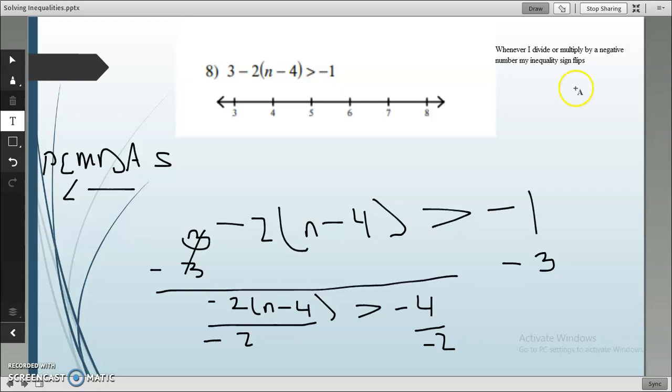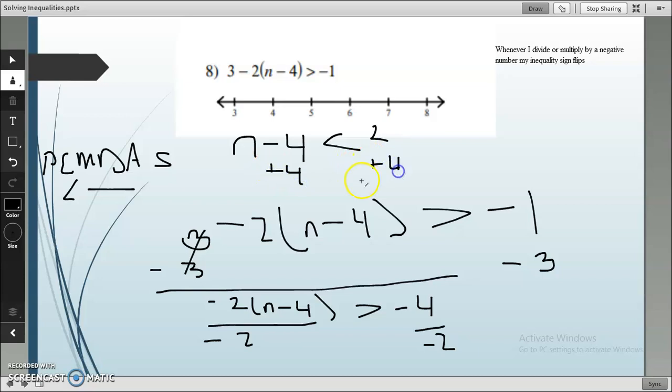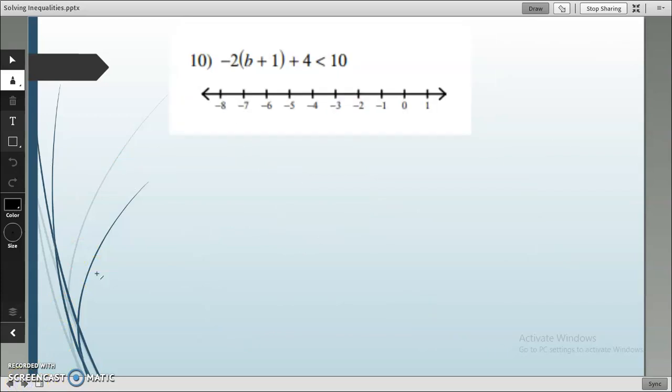So I have run out of space and I apologize. I'm going to have to write up here. I hope you guys don't mind. I'm going to do n minus 4. My inequality is greater than. I'm going to flip it to less than. -4 divided by -2 gives me +2. So then I'm going to add 4 to both sides. And I get n is less than 6. So I'm going to go up here to my 6, draw an open circle. Less than is everything this way to the left.